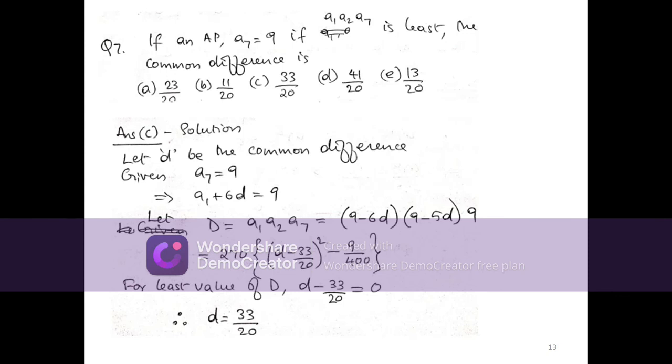So first a7 equal to 9, that is a1 plus 6d equal to 9. Then you have the product of a1, a2, a7 is the least. So a1 equal to 9 minus 6d, a2 equal to 9 minus 6d plus d, that is 9 minus 5d, and a7 equal to 9. From that you have to get an expression which only has the d term. You have to expand this. What do you get when you expand this?